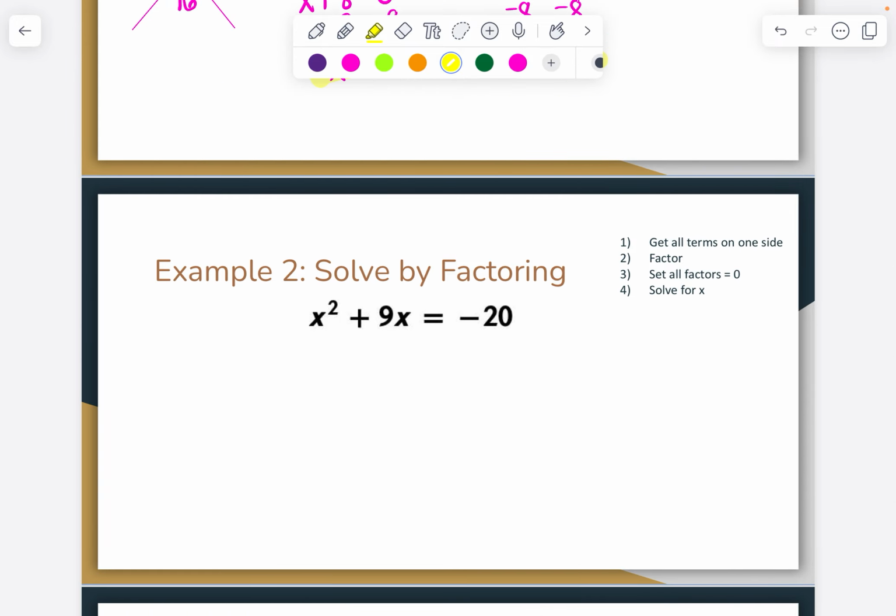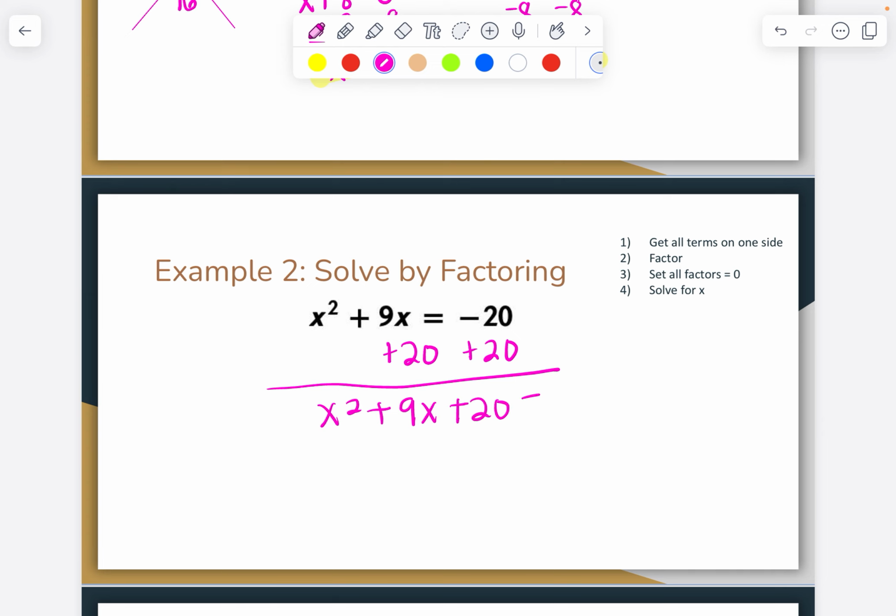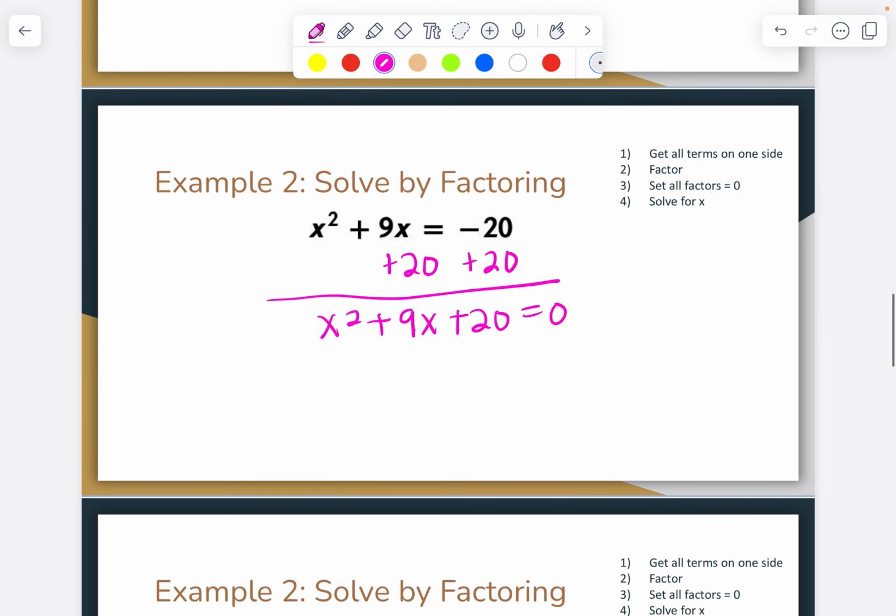Step 1 says gather all the terms on one side. It needs to be equal to 0. So I have to move this -20 by adding it to both sides. So now I get x squared plus 9x plus 20 equals 0. So now a is 1, b is 9, c is 20, a times c is 20.